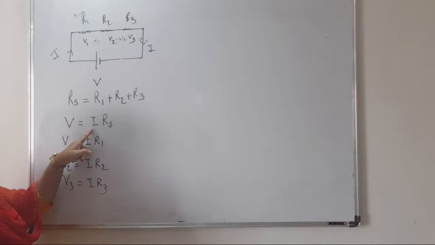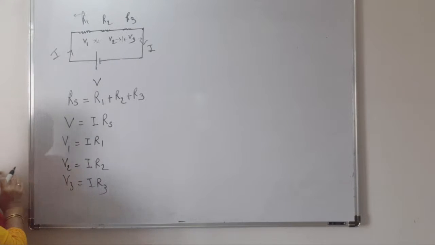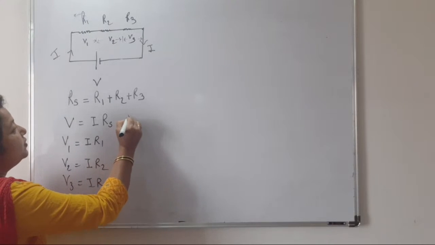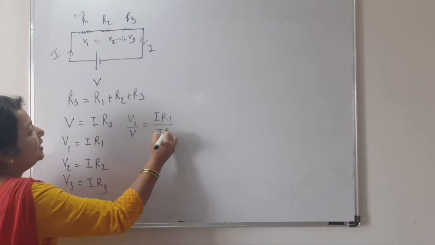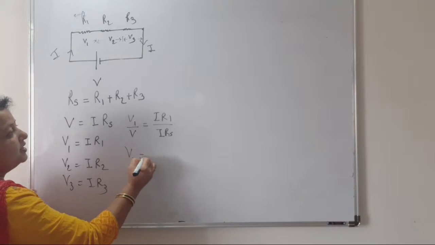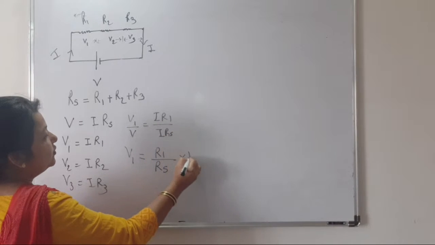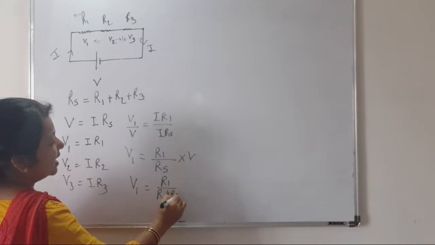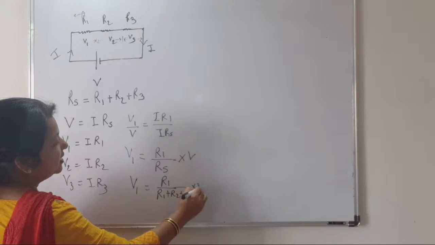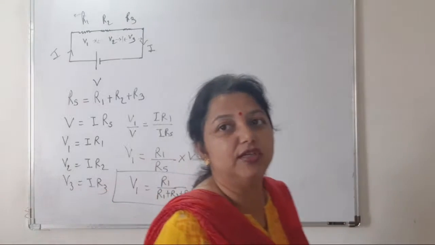RS is equal to V upon I. We want to find out V1. So, V1 upon V is equal to IR1 upon I into RS. Therefore, V1 upon V is equal to R1 upon RS. I cancels. Therefore, V1 is equal to R1 upon R1 plus R2 plus R3, into V. Okay, this one is a formula. Write down first with me. Write down all these things with me.